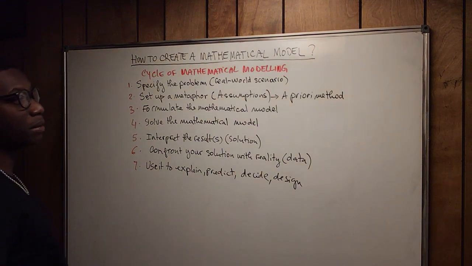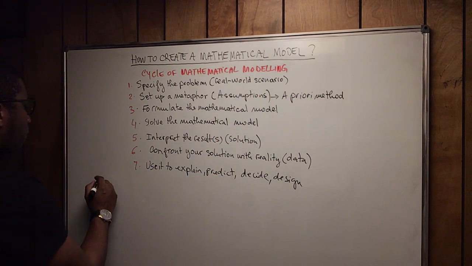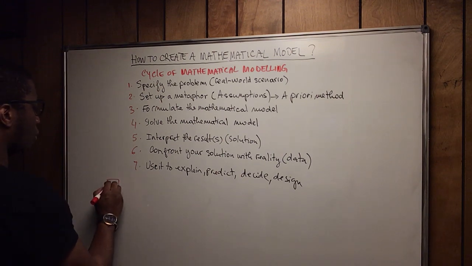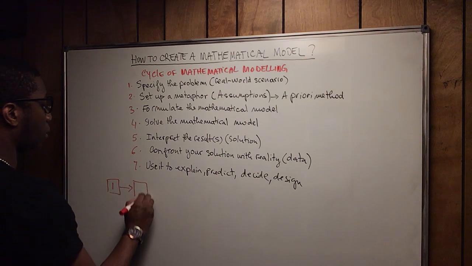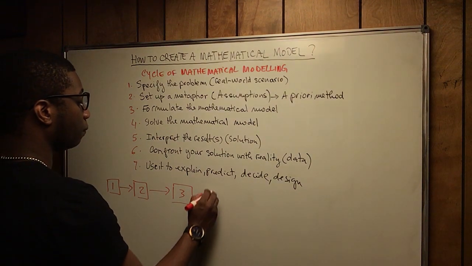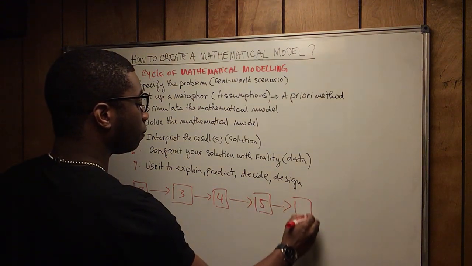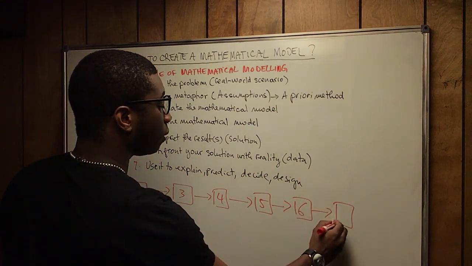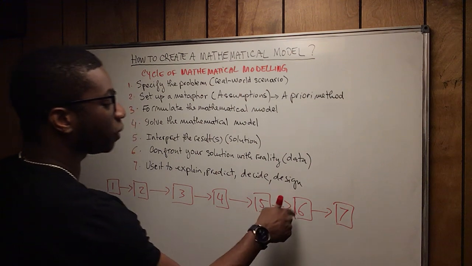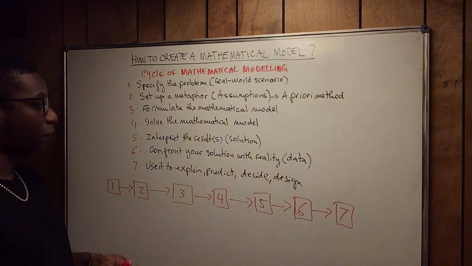Okay, so let me try and put it. So you first start by specifying a problem. So it goes like this. 1, 2, 3, 4, 5, 6, and 7. That's your mathematical model. Let me put it so you won't think it's 16. Okay, so this is the cycle of a mathematical model.